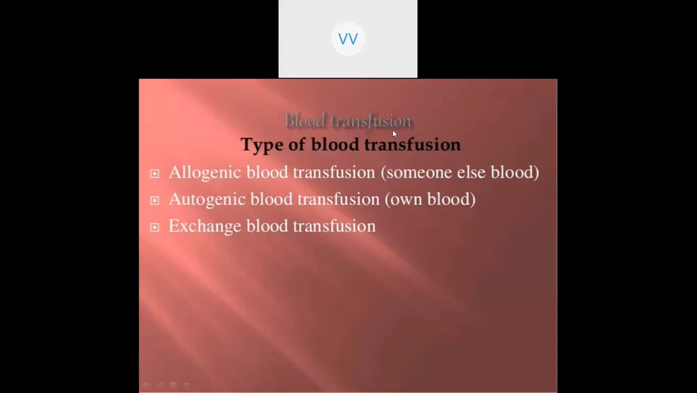Exchange of blood transfusion. See, now I am A positive. My relatives went searching for A positive blood in the blood bank. They will donate B positive blood, and then receive A positive blood. That is exchange of blood transfusion. These are the main three types of blood transfusion.